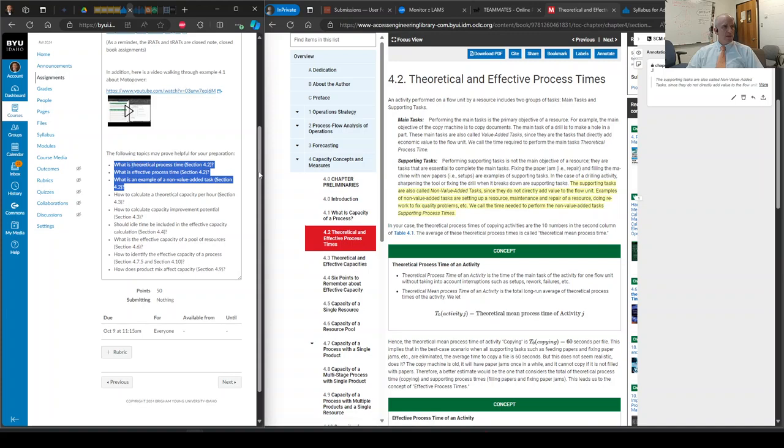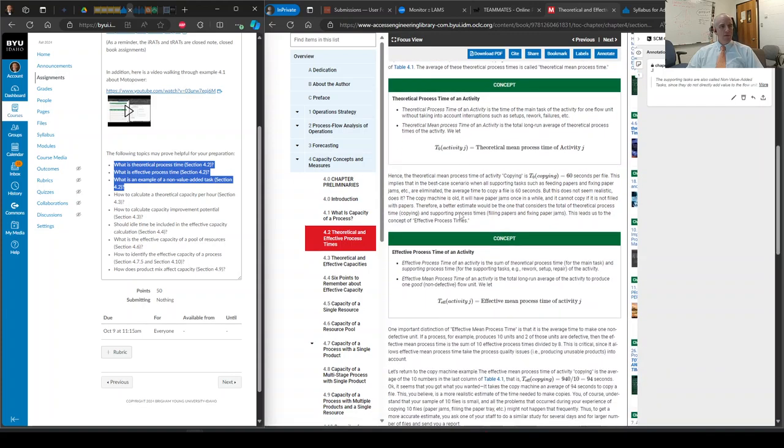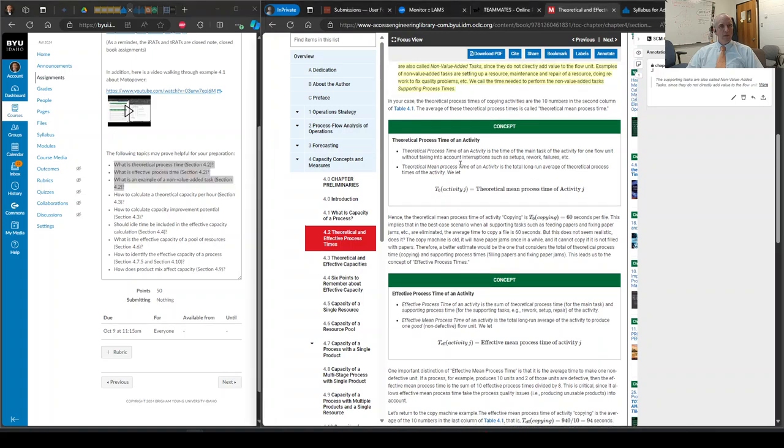What is theoretical process time? Theoretical process time is described right here. Theoretical process time of an activity is the time of the main task of the activity without taking into account interruptions such as setups, rework, or failures. What is the effective process time? The effective process time of an activity is the sum of theoretical process time and supporting process tasks. Rework, setup, repair.